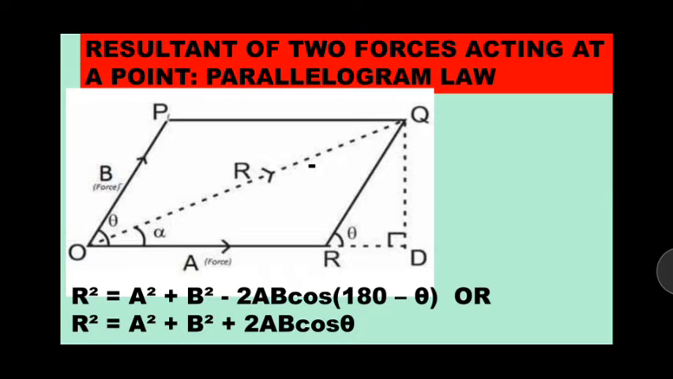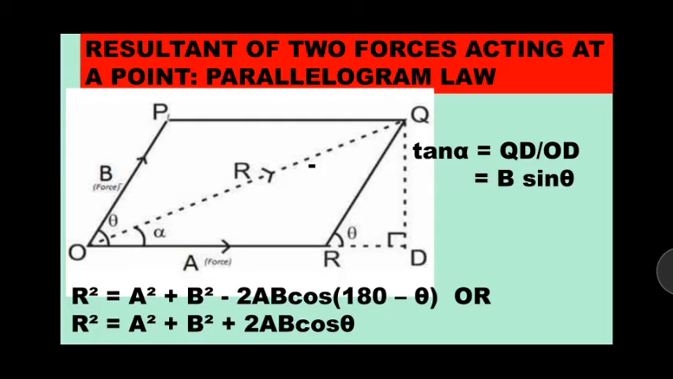Now you notice that the sign before the 2ab has changed to positive this time. That is when you are using the theta directly. But if you want to use 180 minus theta, the sign before 2ab is going to be negative. That's the difference. Now looking at this, to find alpha, the inclination of the resultant to the force A or OR.